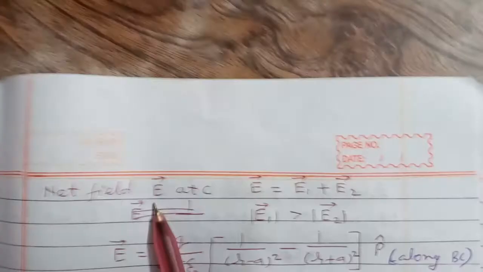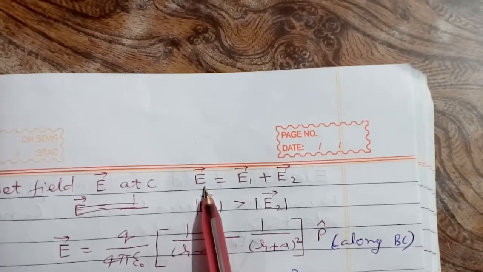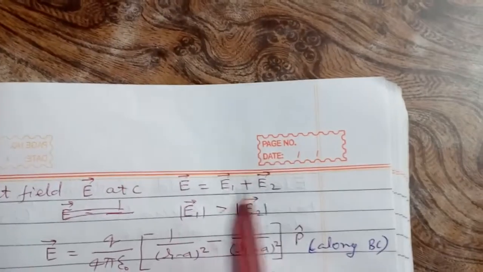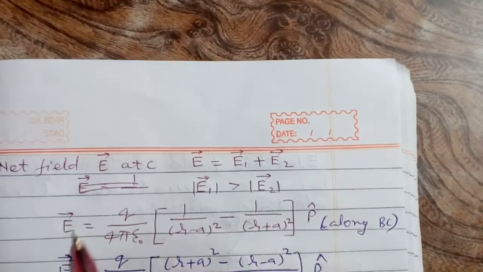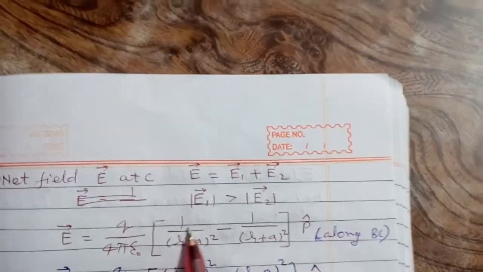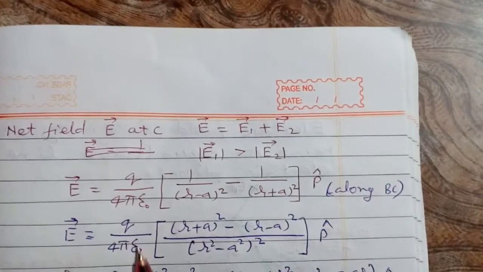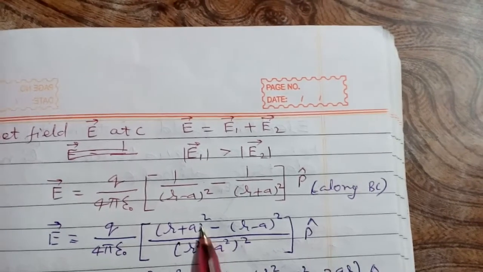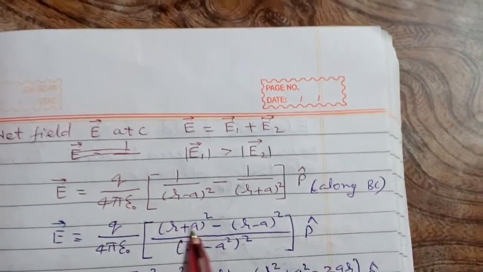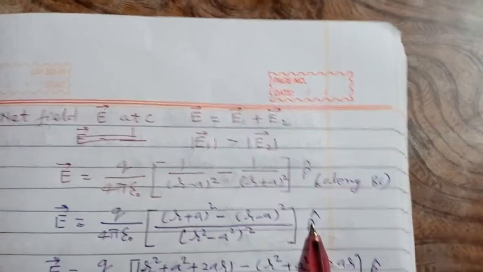Now to calculate net field, E at C, E is equal to E1 plus E2. Mod of E1 is greater than mod of E2. Now E will be equal to q upon 4 pi epsilon naught, 1 upon (r minus a) whole square minus 1 upon (r plus a) whole square into unit vector p along BC. So E is equal to q upon 4 pi epsilon naught (r square minus a square) whole square, and in numerator we have (r plus a) whole square minus (r minus a) whole square into unit vector p.